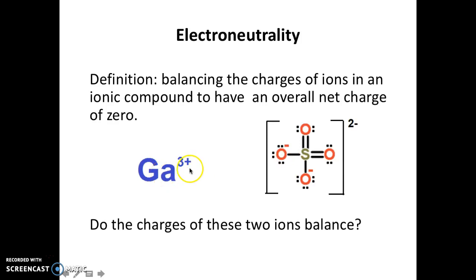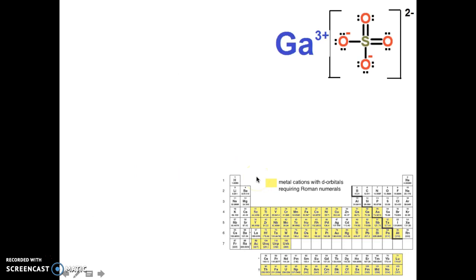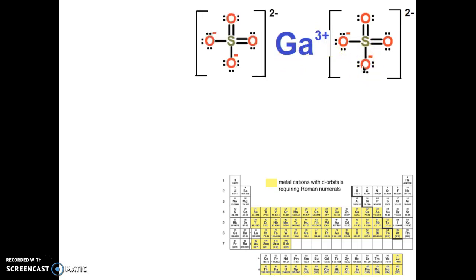So you take a look at these two ions. This is gallium 3+, and this is the sulfate ion, the one that you memorized, SO4 2-. You look at these two charges, and currently they do not balance out. And so what we need to do is add more of each of those ions until they balance out to a net charge of 0. So let's go ahead and balance those charges out. I have gallium 3+ and the sulfate ion right here. So we need another sulfate ion in order to balance out the positive charge that you see in gallium 3+.